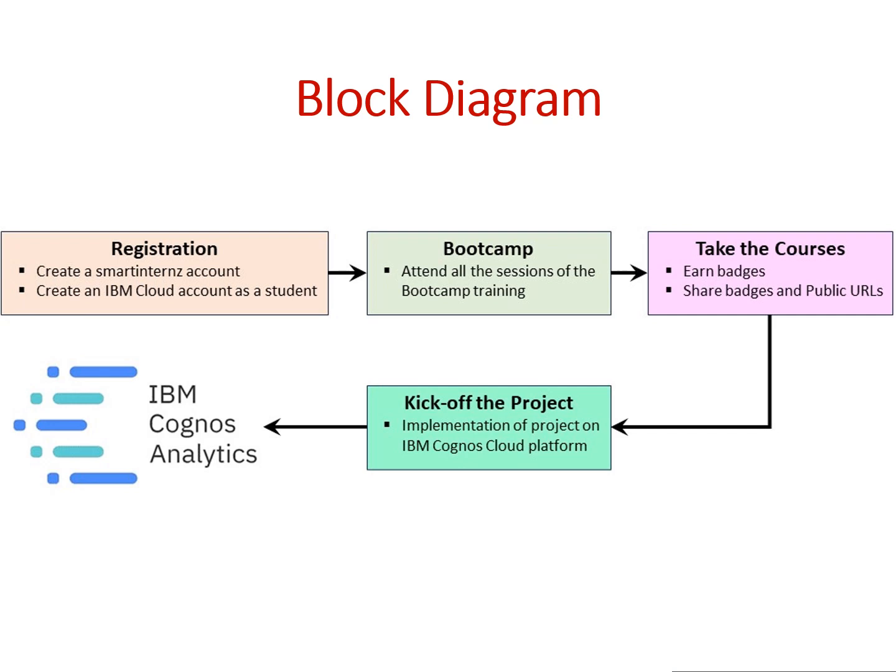In the case of registration, the participants have to register and need an account in the Smart Internet account and also an IBM Cloud account as a student. And after the registration, the participants have to attend all the sessions of the bootcamp training, and later they have to take the courses, earn the badges, and share those badges in the social networks. And after taking the course, the actual implementation of the project will be continued using the IBM Cognos Cloud platform.